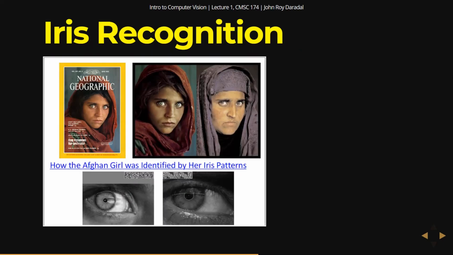And then you have things like iris recognition. So the story behind this picture is that in 1985, a photographer took a picture of this girl from Afghanistan, and he didn't know who the girl was, and then later on they matched and found this Afghan girl by matching the patterns on her iris. So by her eyes, even if she looks older now, the iris patterns remain the same. So they were able to find this girl years later.